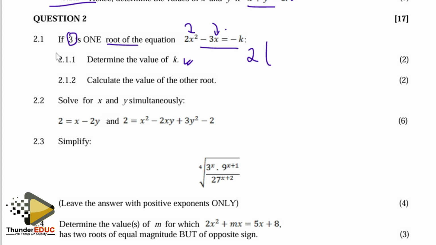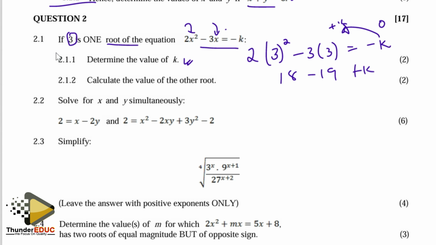So if I get 2 into 3 squared minus 3 into 3 is equal to negative k, I can move this k here so that it's a plus k, and then it should be equated to a 0. Okay, so if I substitute, 3 squared is 9, that's going to be 18 minus 9 plus k must give us a 0. Why am I saying 19? I said 9. Okay, so which means that 9 plus k is 0. So k is a negative 9.